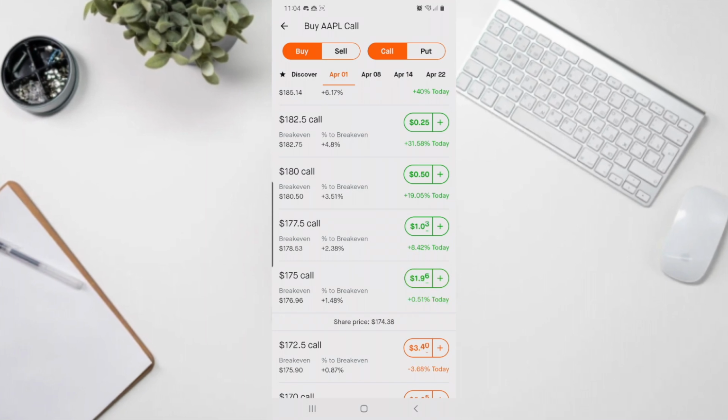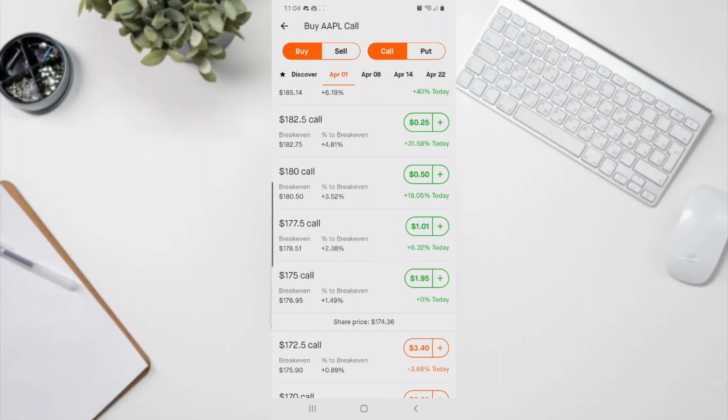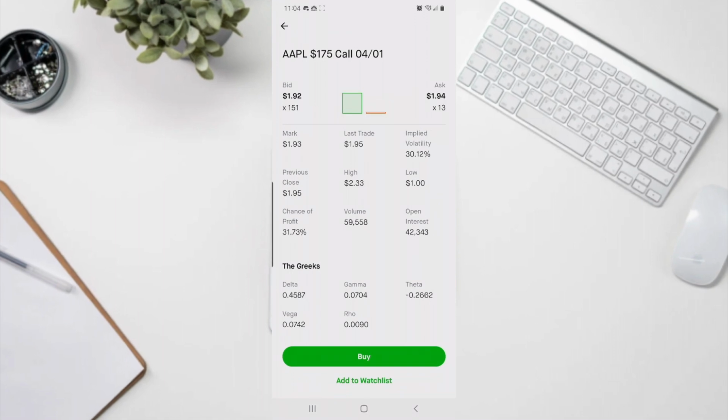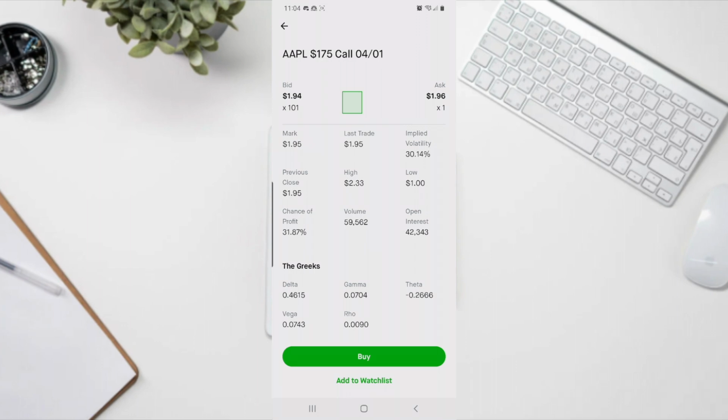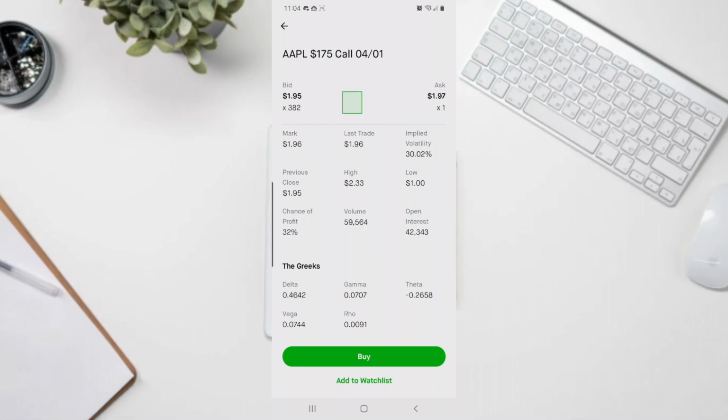But again, these are the top things I look for when I'm trying to choose my contract. All of these things matter. These are things that you are going to learn over time. I hope I did a good job at explaining this video to you.